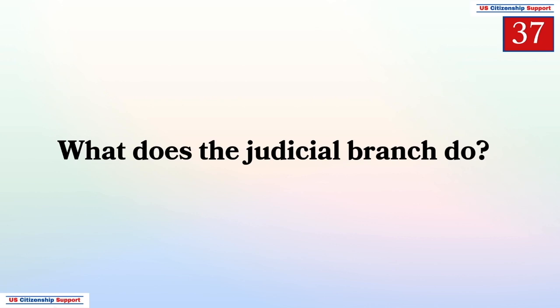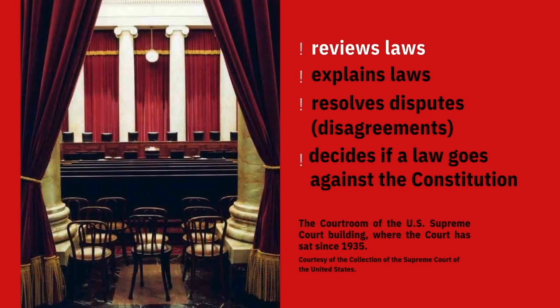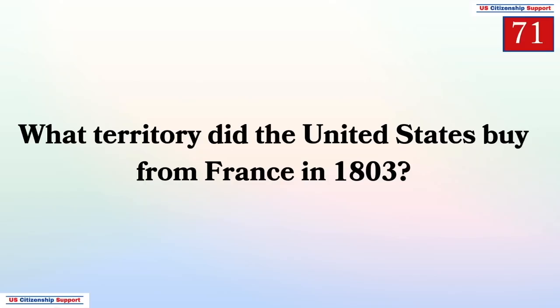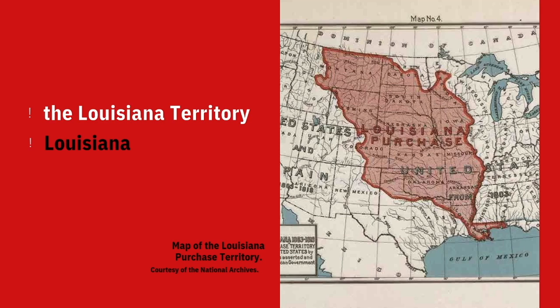What does the judicial branch do? Reviews laws. What territory did the United States buy from France in 1803? The Louisiana Territory.